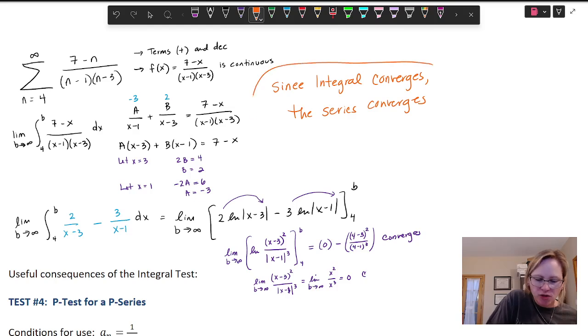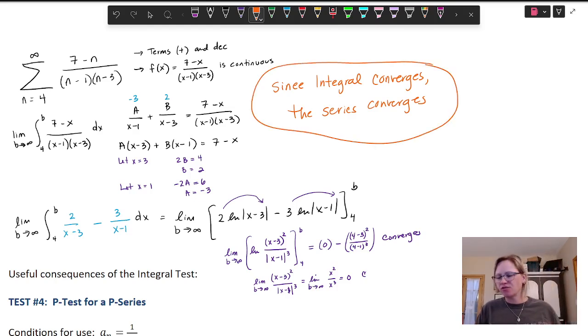I think these are the worst ones to try to use the integral test for, because those partial fractions just take up so much space. But this is how this test is going to play out. So now you should be able to practice using that integral test on some of your series. You've got this.